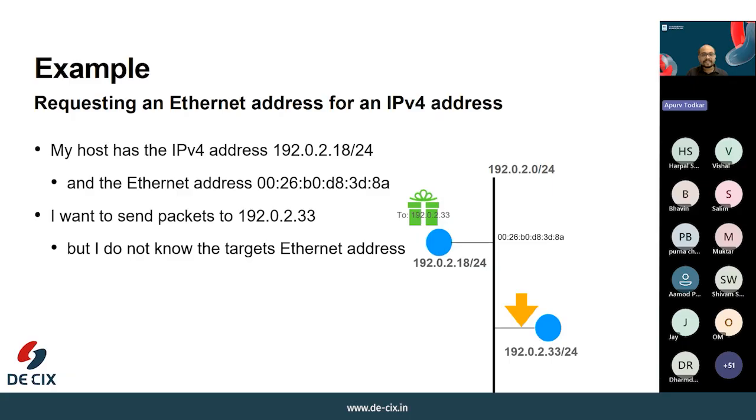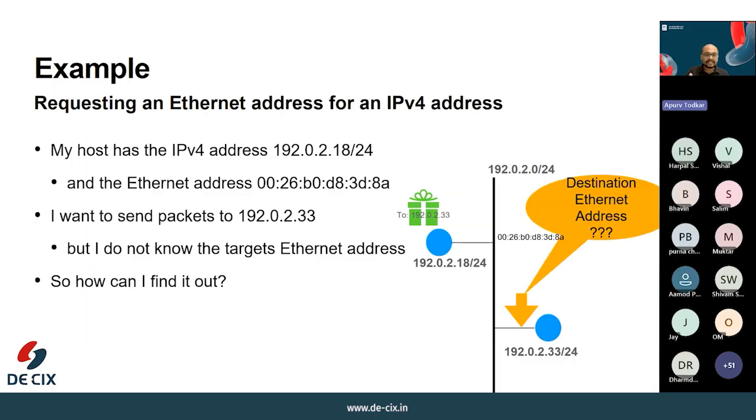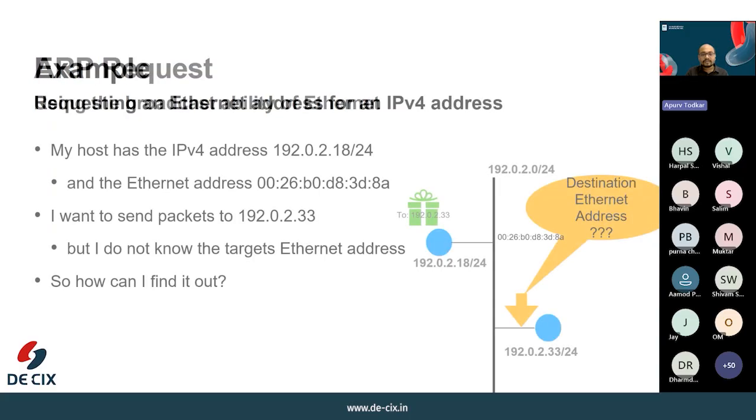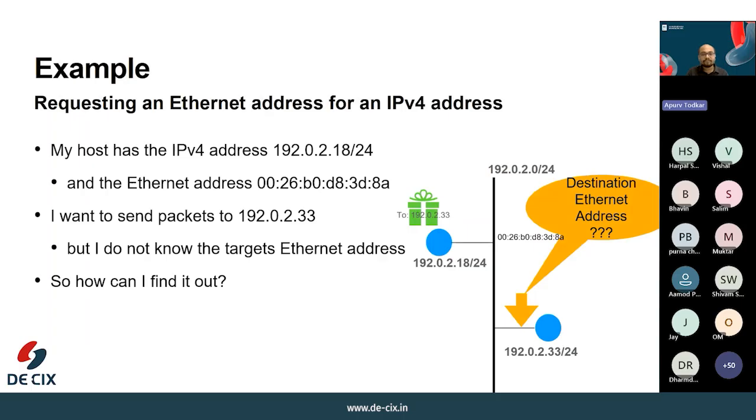Now the sender wants to send a packet to the destination 192.0.2.33. What does it know? It knows the destination IP address. It knows that this IP is on the same /24 network, but it doesn't know the Ethernet address of the target, and that is the key problem. To actually send the packet on the Ethernet, the sender needs the destination MAC address, and this is exactly what is missing. So the sender has to find out the Ethernet address of 192.0.2.33. And to solve this problem in IP version 4, we use ARP, the Address Resolution Protocol.